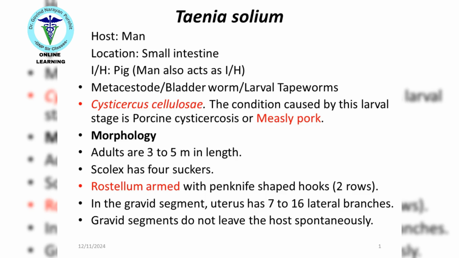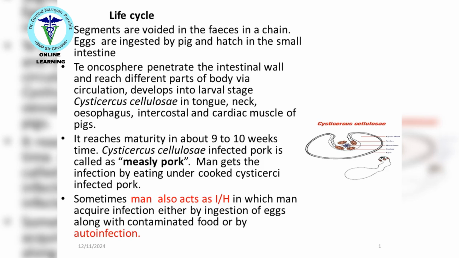Taenia solium, another tapeworm affecting humans, also uses pigs as intermediate hosts. The larval stage, Cysticercus cellulosae, causes a condition known as measly pork. The life cycle of Taenia solium involves the ingestion of eggs by pigs, where they hatch and develop into Cysticercus cellulosae in various tissues. Humans acquire the infection by consuming undercooked pork or through autoinfection.